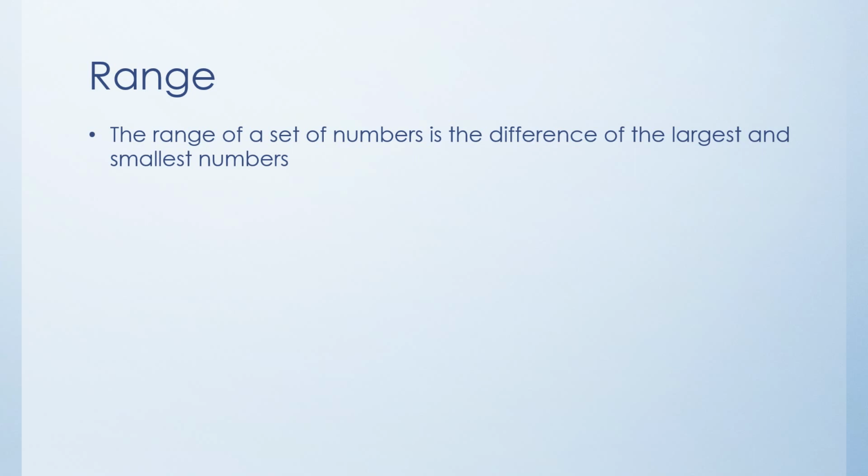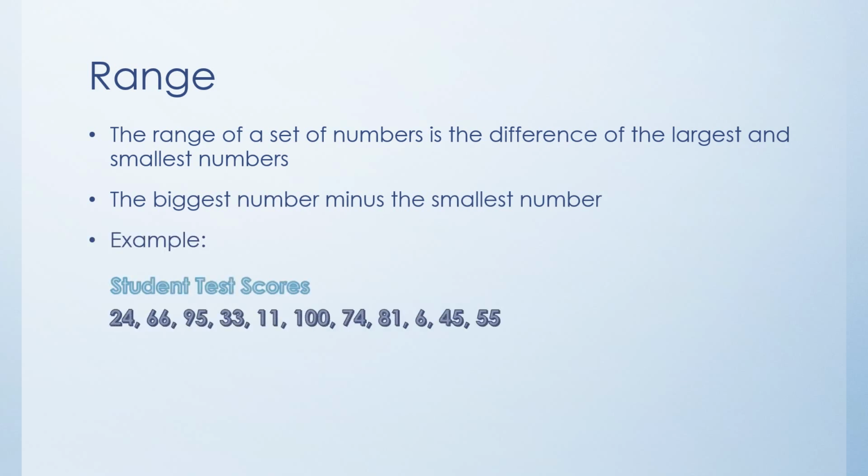Onward. Let's talk about range now. The range of a set of numbers is the difference of the largest and smallest numbers. In simpler terms, it's the biggest number minus the smallest number. For example, let's look at yet another set of student test scores.